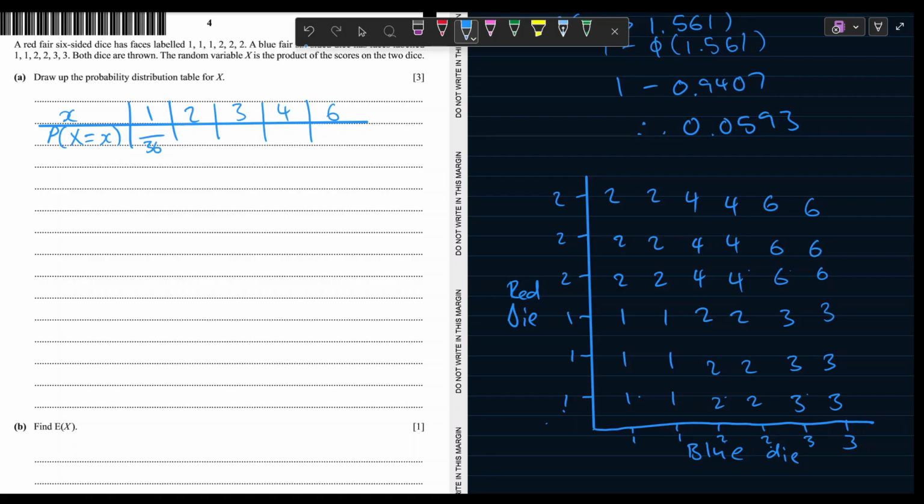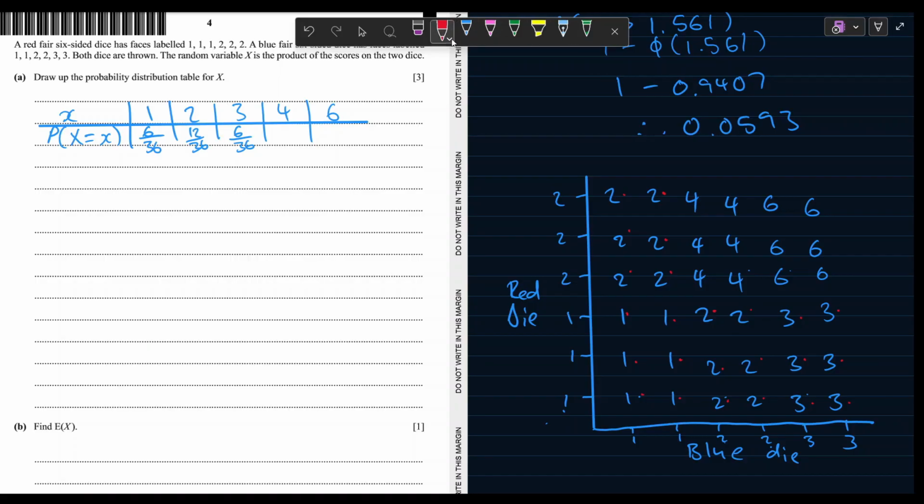So the 1 appears how many times out of 36? It's 1, let me use a red pen. 1, 2, 3, 4, 5, 6. So it appears 6 times out of 36. And then the 2 appears 1, 2, 3, 4, 5, 6, 7, 8, 9, 10, 11, 12. So 12 times out of 36. And then the 3 appears how many times? 1, 2, 3, 4, 5, 6. So it appears 6 times out of 36.